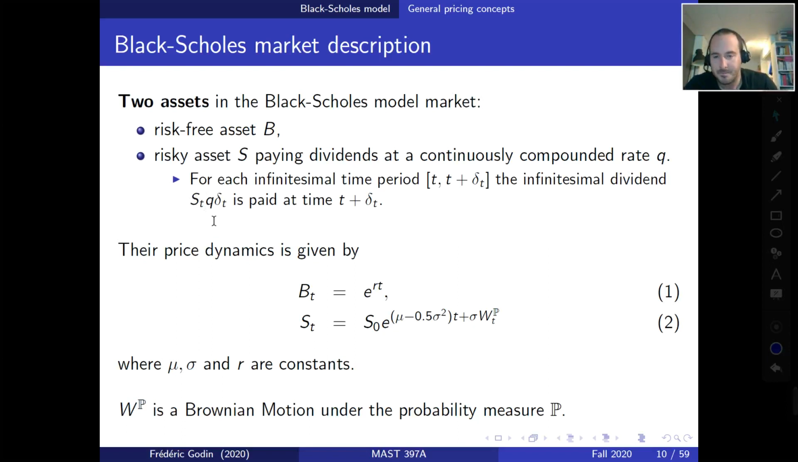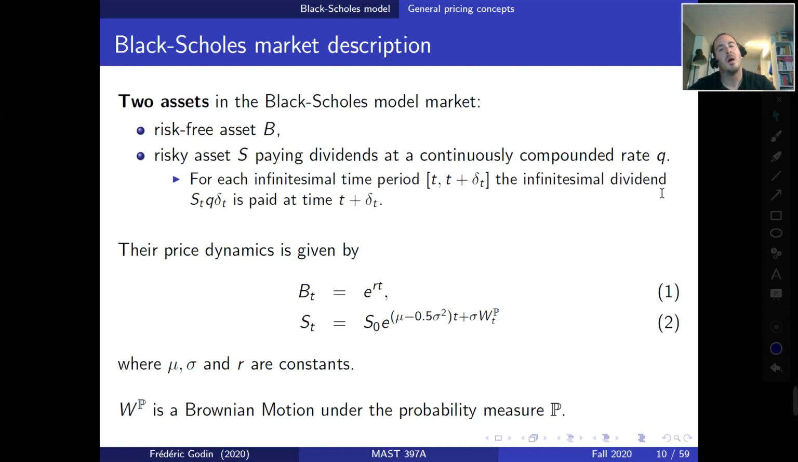So we have two assets, one risk-free asset and one risky asset, which we're going to think of as a stock, and it pays continuous dividends through time. Moreover, the rate will be constant over the time interval.